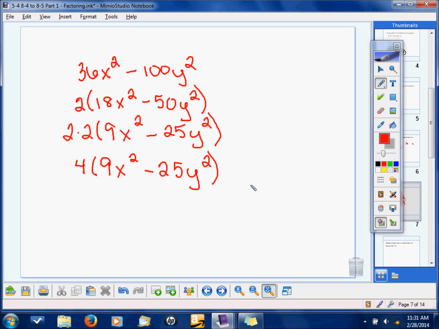Bring out everything. And then what is it that is squared? We have 3 and 5. 3 squared, 3x, and 5, 5y. 3 times 3 is 9. 5 times 5 is 25. It is a difference. So we do 4.